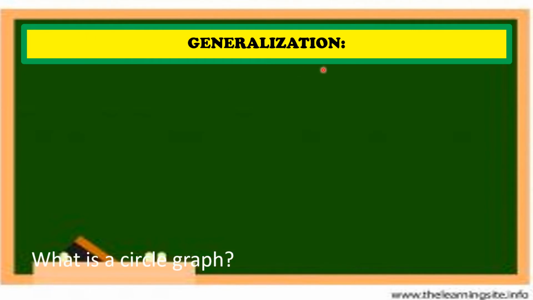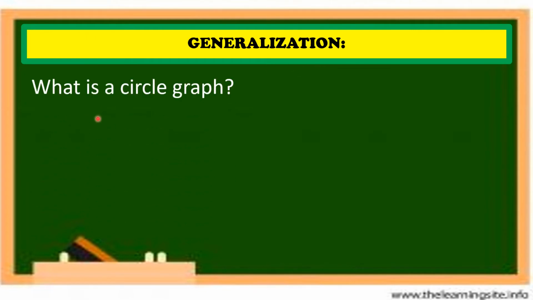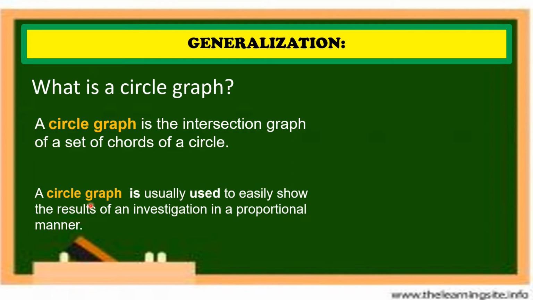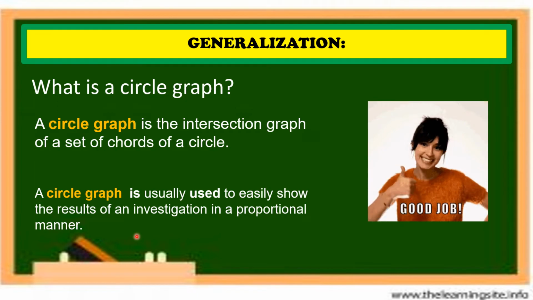Generalization. What is a circle graph? Tito, can you answer the problem? Very good, Tito. A circle graph is the intersection graph of a set of chords of a circle. A circle graph is usually used to easily show the results of an investigation in a proportional manner. Good job, Tito!